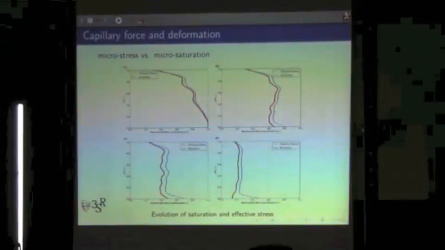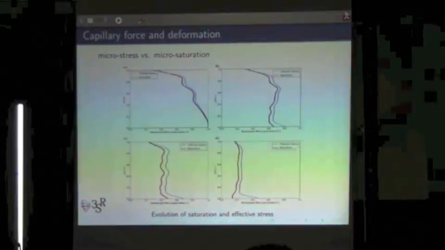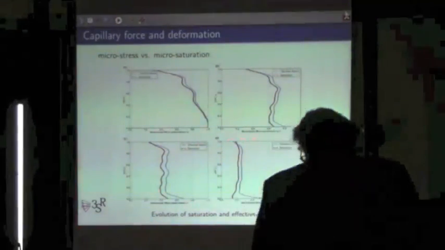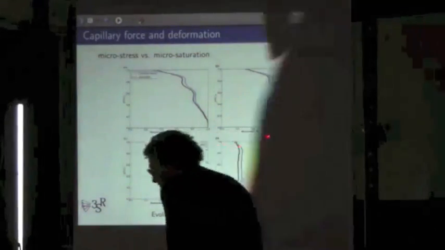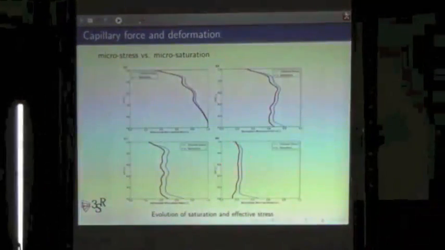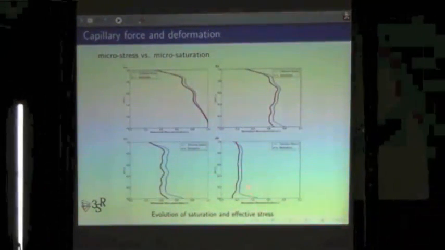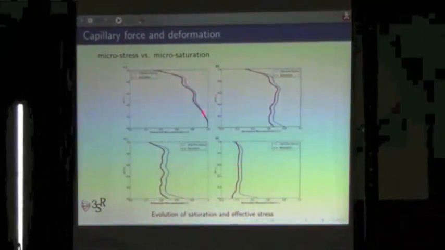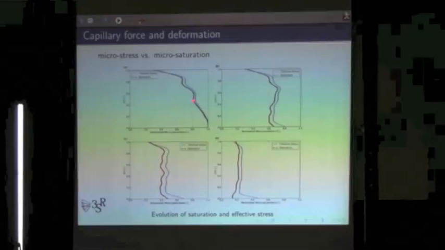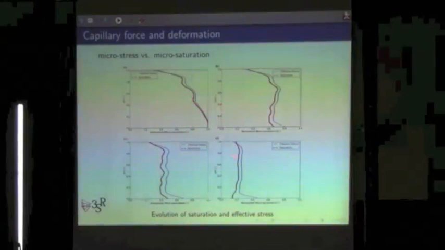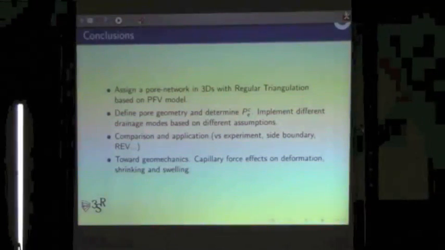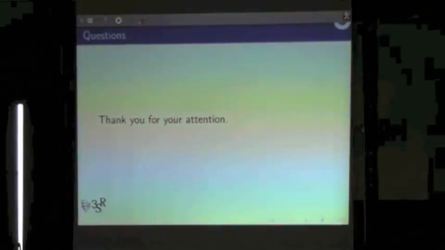Okay, this is the last slide. Keep increasing. At the end, if we neglect the effects of the boundary, we can see that it's generally homogeneous. Another piece of information is that we clearly see the relationship between macro stress and the saturation is related. So that's our results. And I have made some conclusions during the presentation. Thank you for your attention.